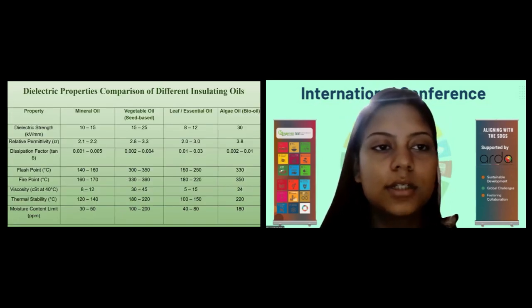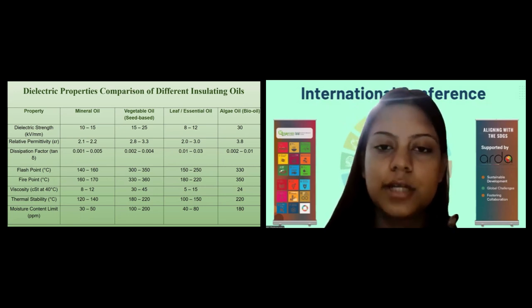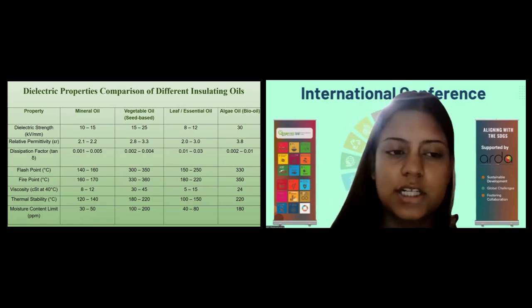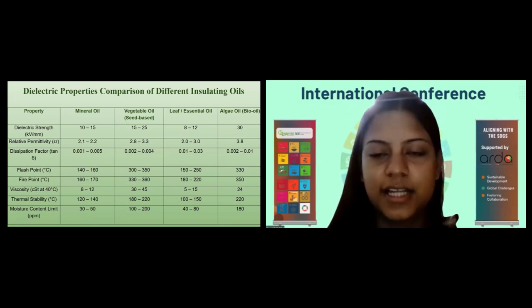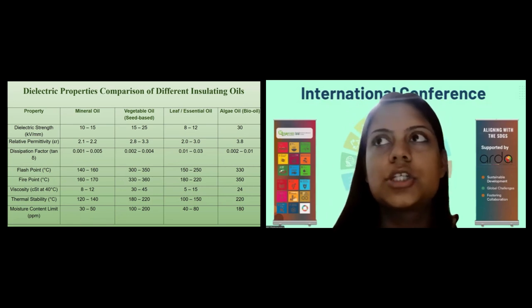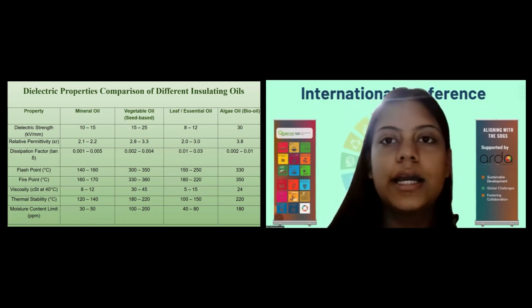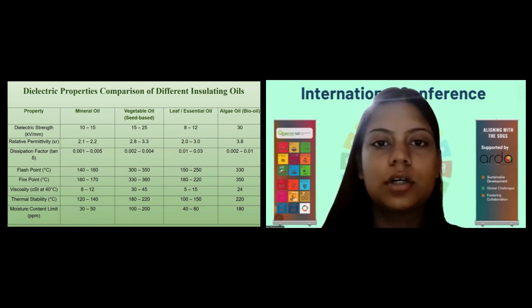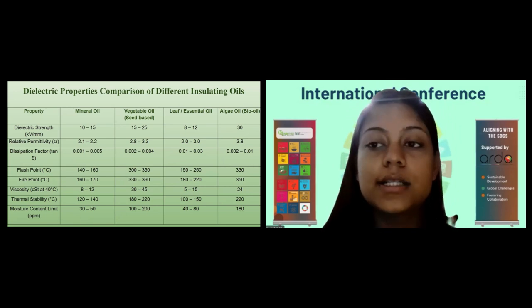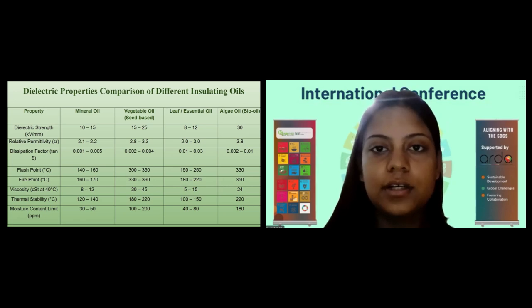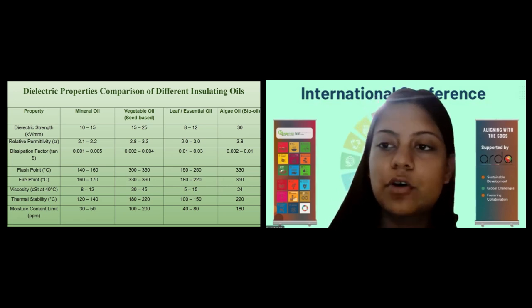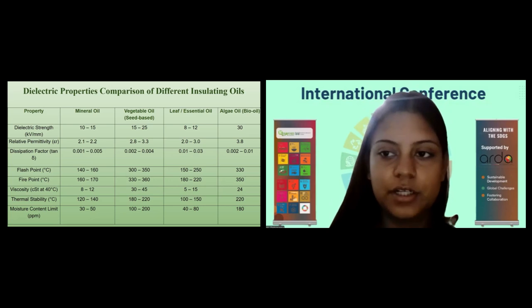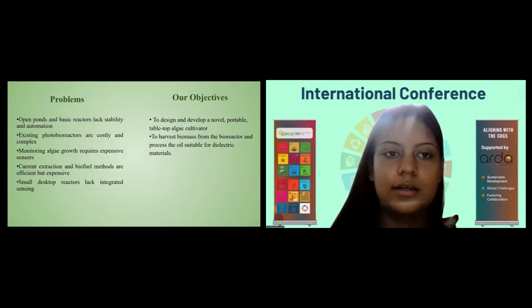So this is a comparison table of all the dielectric properties of different insulating oils. As we can see, the properties like dielectric strength, relative permittivity, dissipation factor, and everything are all the properties which we will see in any oil when it is used for insulating purposes. So as we can see, the algae bio oil often exceeds all the other oils. And of course, it is very sustainable. That's why we are shifting to this bio oil.